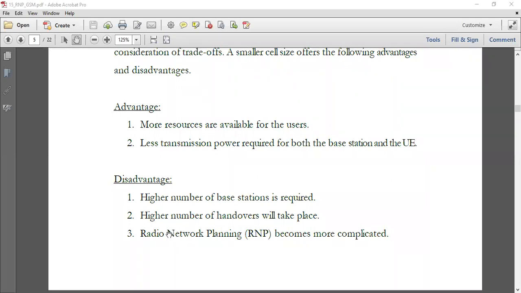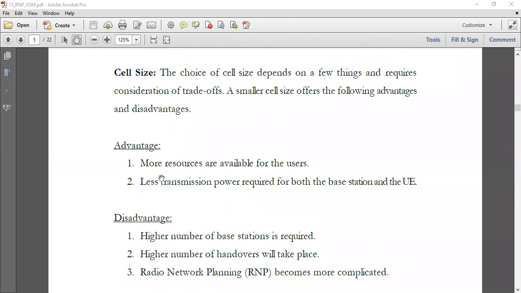Some additional points I have added here, but they are not very important. Like the second advantage here, just to give you the idea that this type of change is there: less transmission power is required for the base station and the EV.